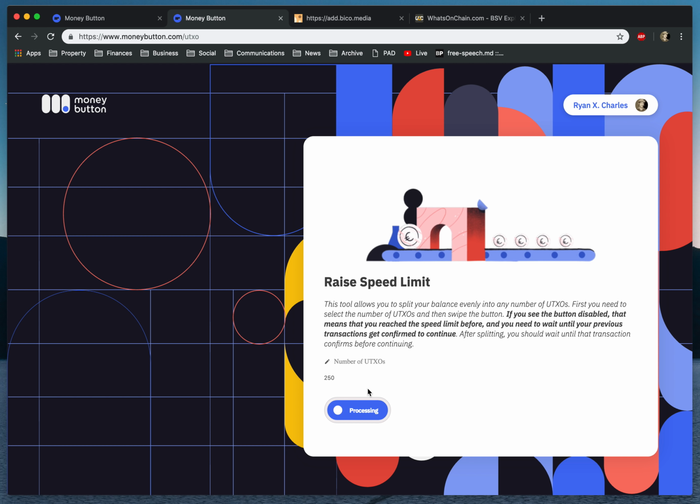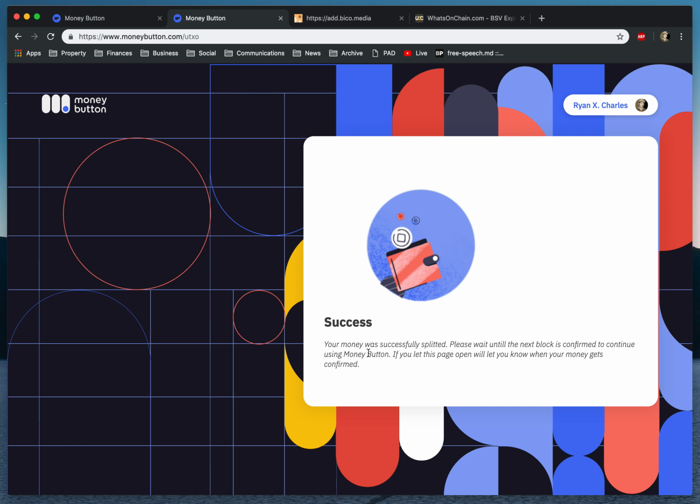Okay, I didn't have a chance to show you, but it took a while, because it literally was just signing inputs the whole time. Okay, let's see here. Now that worked, and it says your money was split, wait until it's confirmed for use. If you leave this page open, it will let you know when your money gets confirmed. So let's just wait. Unfortunately, what I'm going to have to do is just sit here and wait for that to confirm. And now I have a chance to explain some of the technical background while this is confirming.